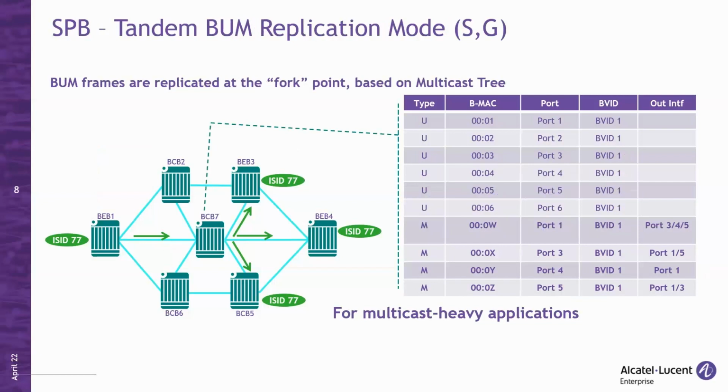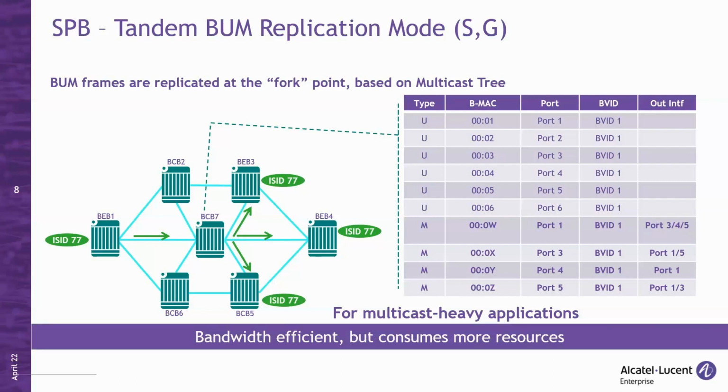When using tandem BUM replication mode, even though we're using a separate multicast forwarding database, BUM traffic is still forwarded along the same path as unicast traffic, which means the congruency property is preserved. Tandem replication is very efficient in terms of bandwidth because it will only send a single replica on any given link. However, it is less efficient in terms of resource use because it requires an additional shortest path tree and multicast forwarding database per ICID using this type of BUM replication.